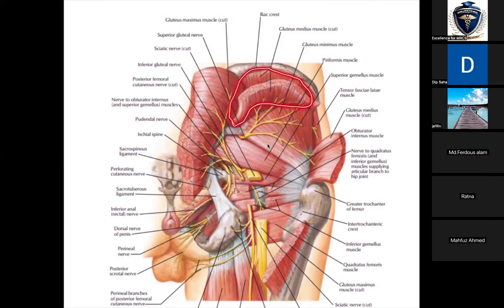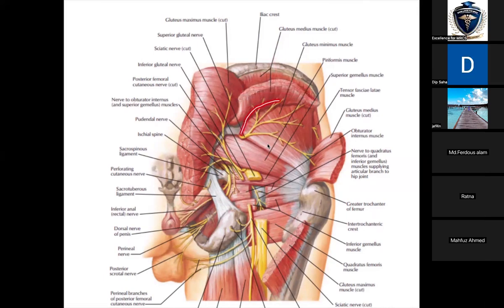So after that, which muscle will come? This is called the gluteus medius. And the medius is coming from which line? In between the anterior and posterior gluteal lines. Yes, very good. And it has been cut and reflected.